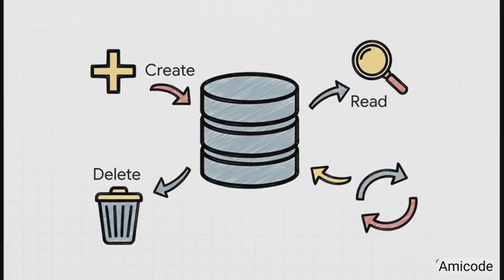It all boils down to 4 key operations, something we call CRUD. It's just a simple acronym for create, read, update, and delete. That's it. That's how you manage data.